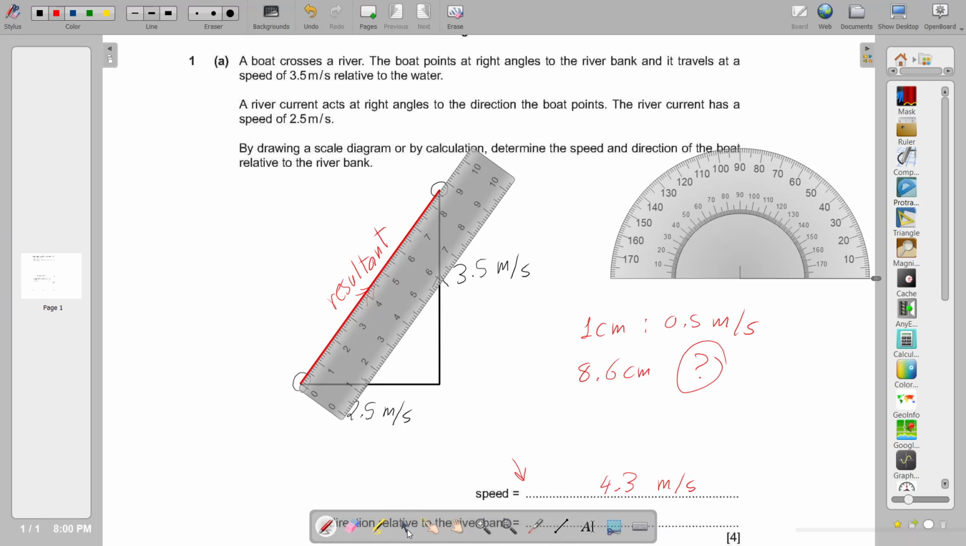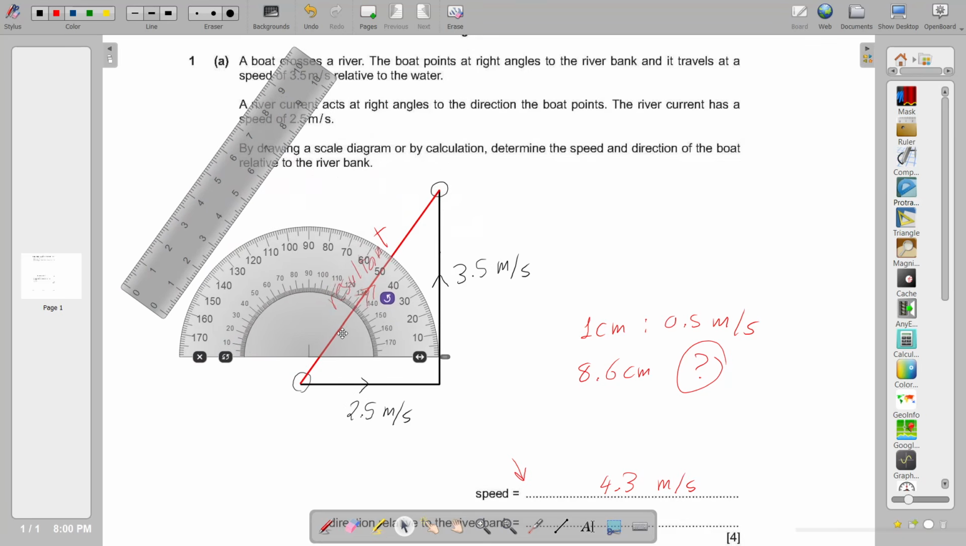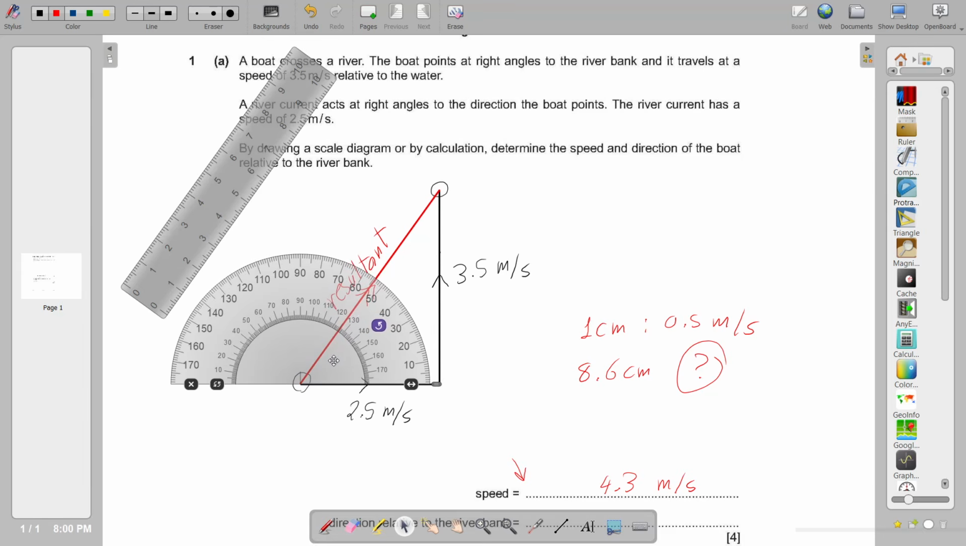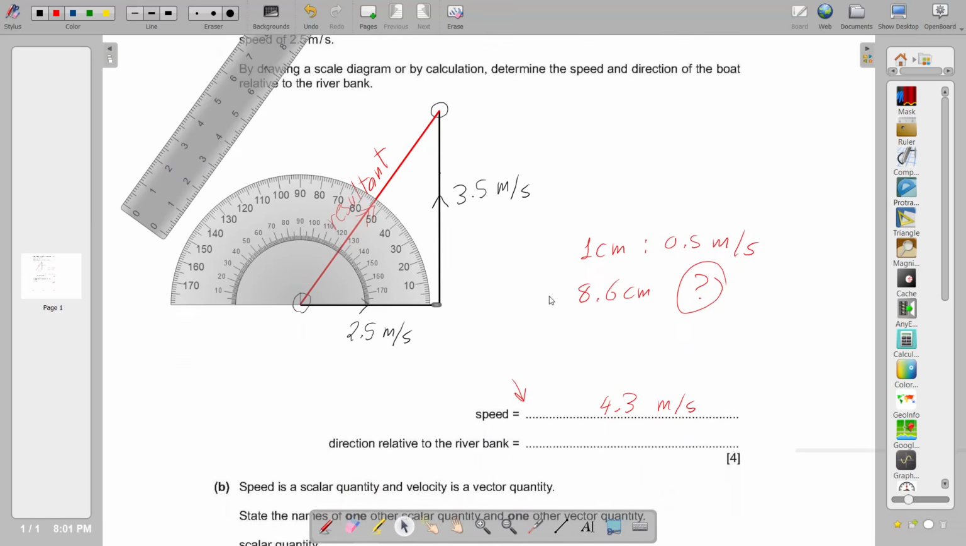Whenever you're asked about the direction of a resultant vector quantity, a resultant velocity, or resultant force, you use a protractor to measure the angle from a direction which is already known or a direction which you are required to take as a reference. For example, in this question, it is required to measure the angle relative to the river bank. If you remember, we said the river banks were horizontal and this was the direction of the current.